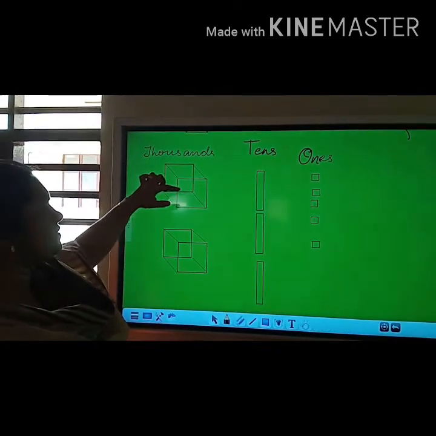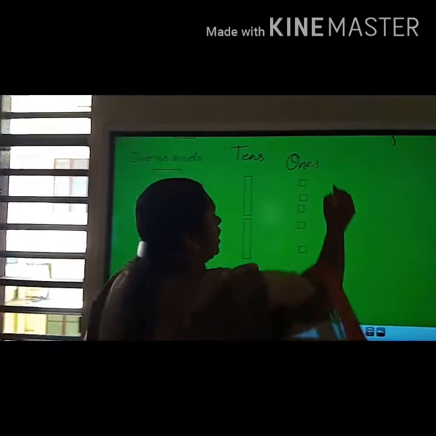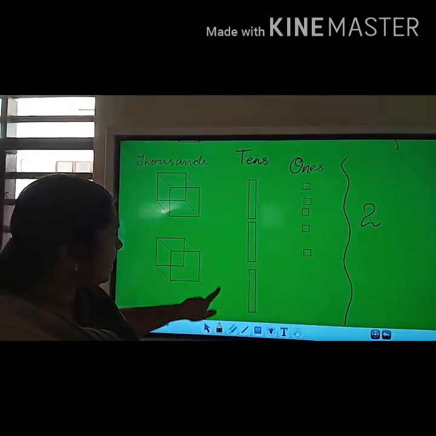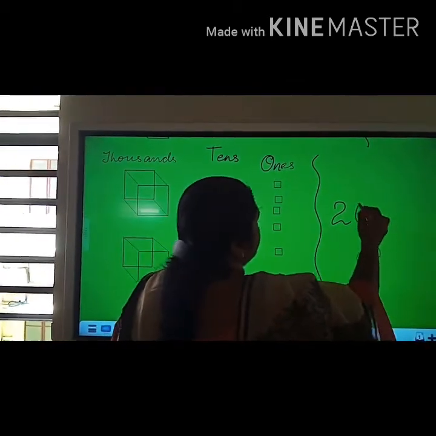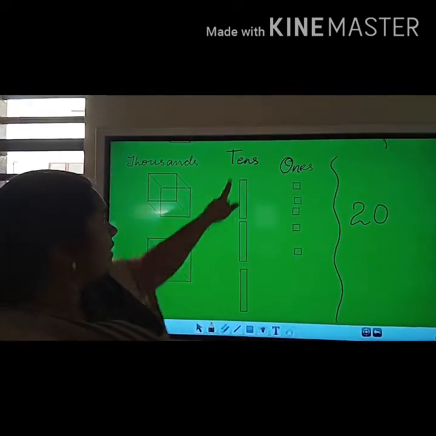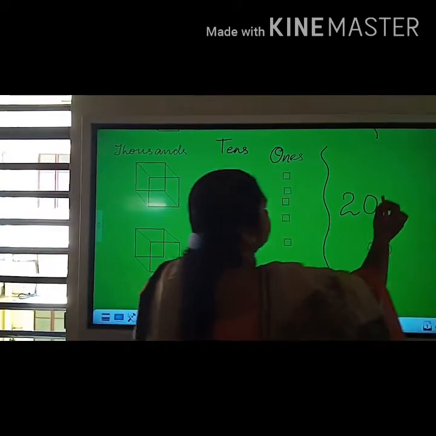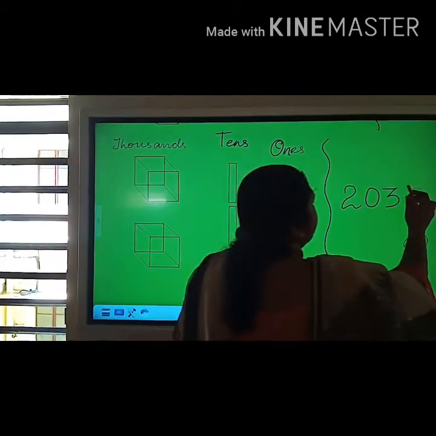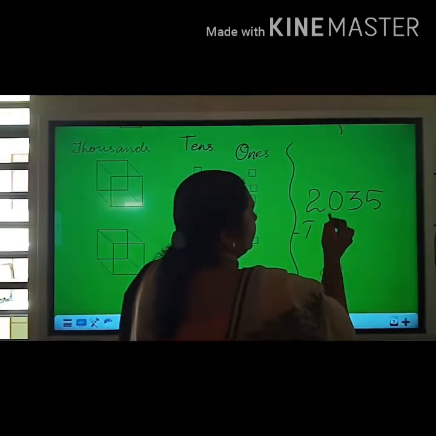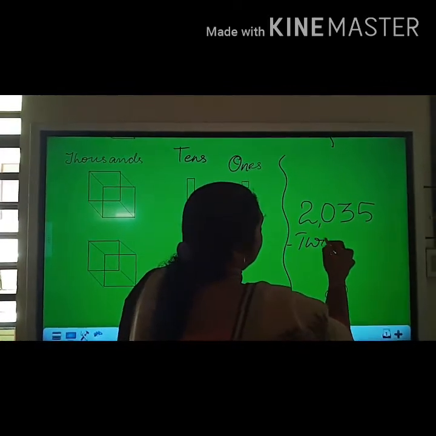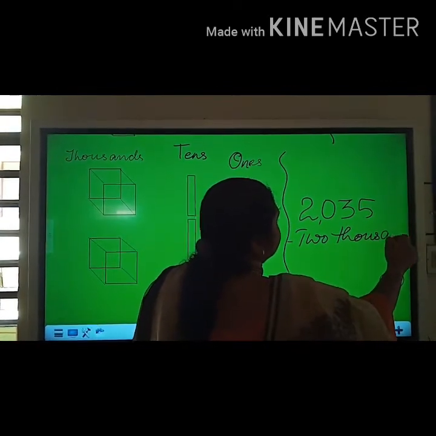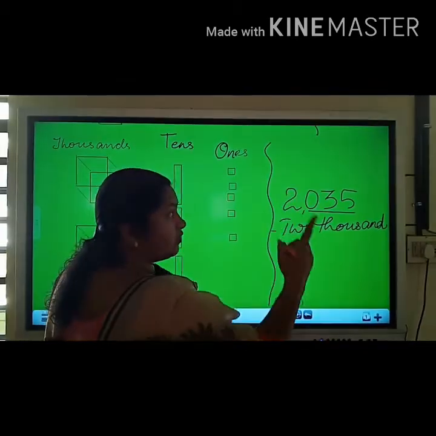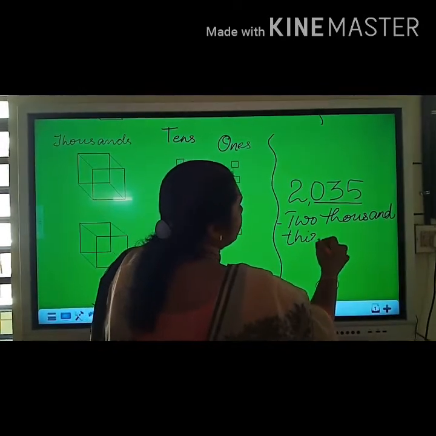In the thousands place we have 2, so 2000. Then in the hundreds place we don't have a picture, so let it be 0. Then in the tens place we have 3. And in the ones place 1, 2, 3, 4, 5, so 5. So, what is the number? Yes, after putting the comma, 2,035. How will you read this? Two thousand thirty-five, that is simply 35.